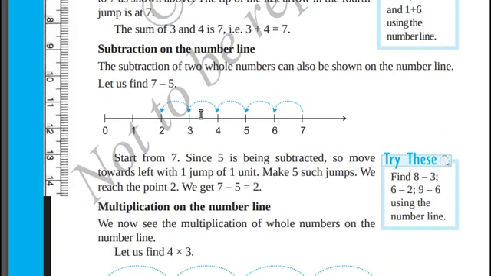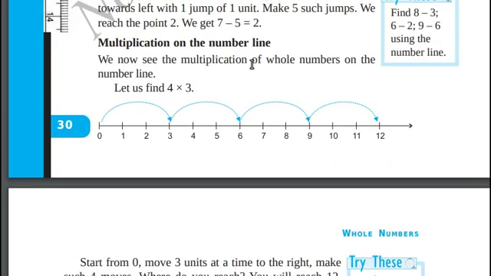Subtraction on the number line. Now let us subtract 7 minus 5. We will take 7 as a reference point. We will subtract 5 from it. We will go left of this number. 1, 2, 3, 4, 5. 7 minus 5 is equal to 2. When you reverse the numbers, 5 minus 7, we will get minus 2. From this we can conclude that 7 minus 5 is not equal to 5 minus 7.